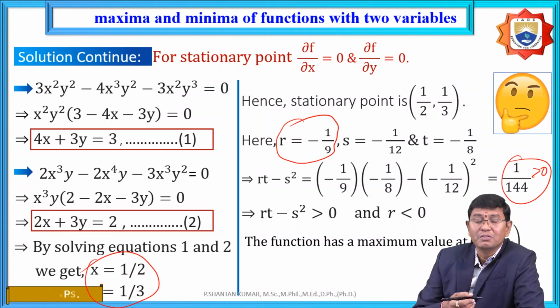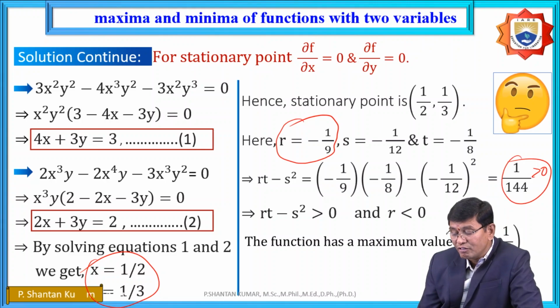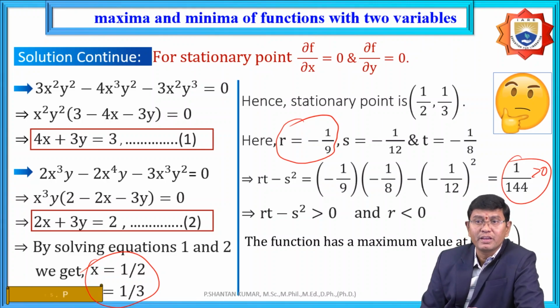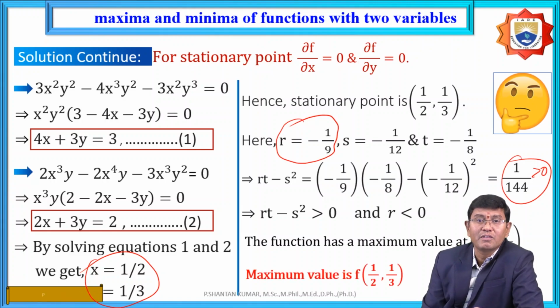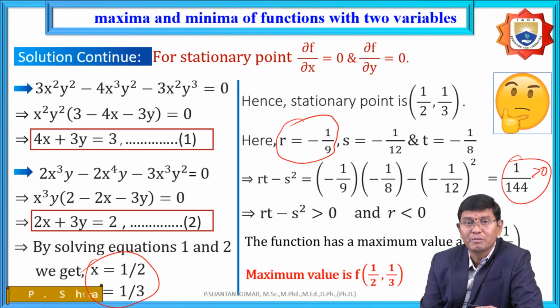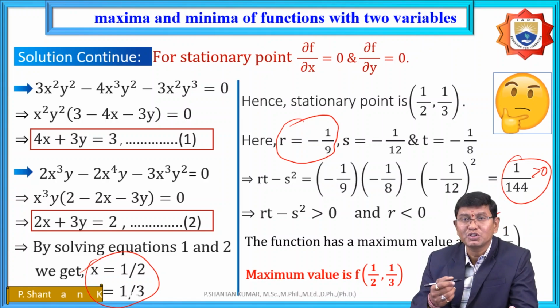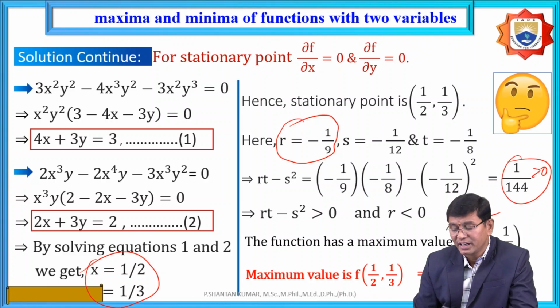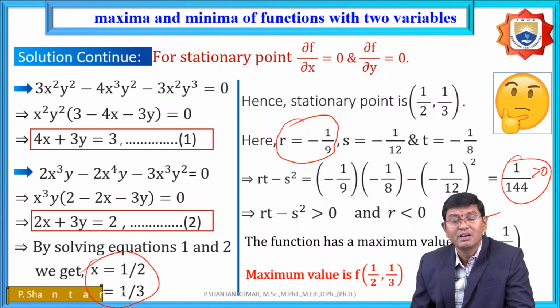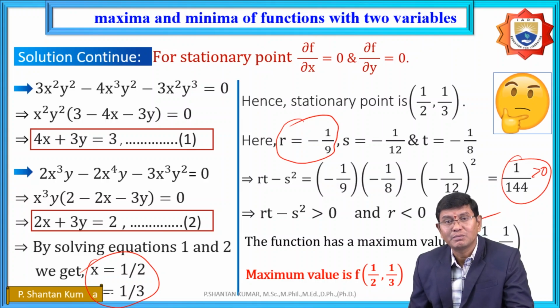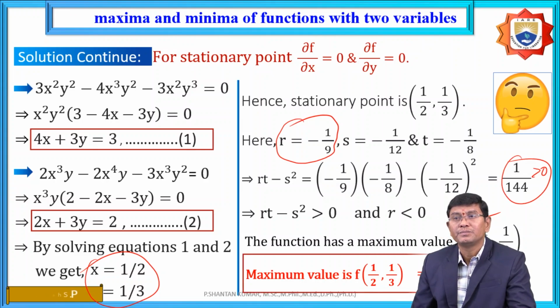But we need to find the maximum value of the given function at the point 1 by 2 comma 1 by 3. Therefore we can replace this point in the given function. The maximum value of the function at x equal to 1 by 2 and y equal to 1 by 3, after total simplification, we obtain 1 by 432. That is the final maximum value of the given function.